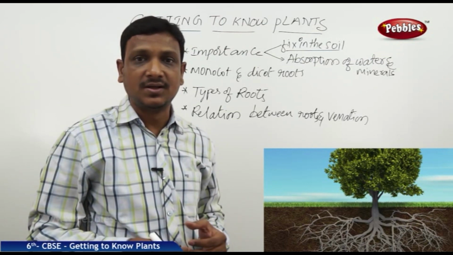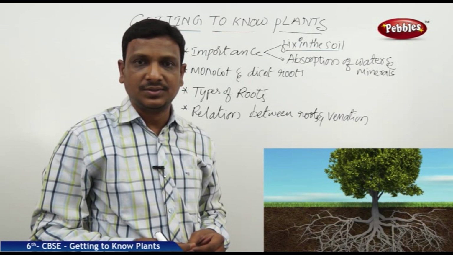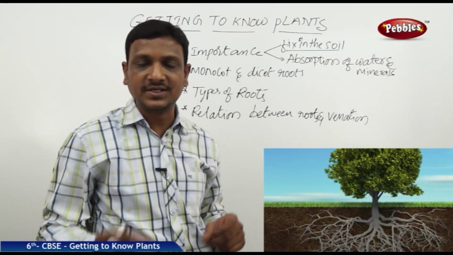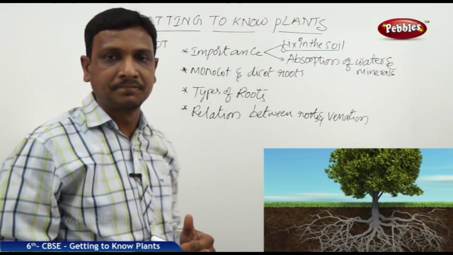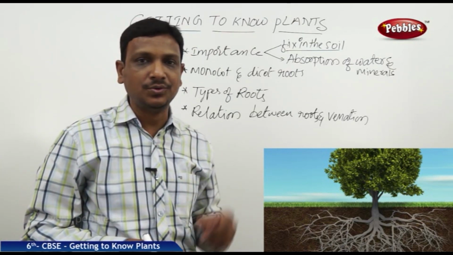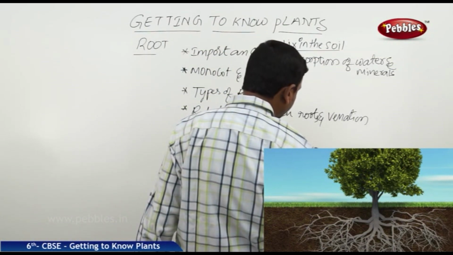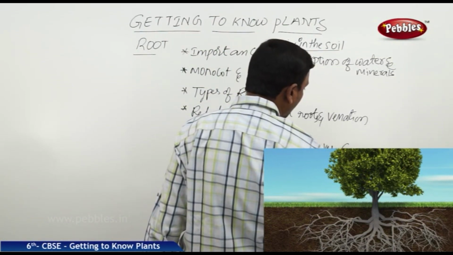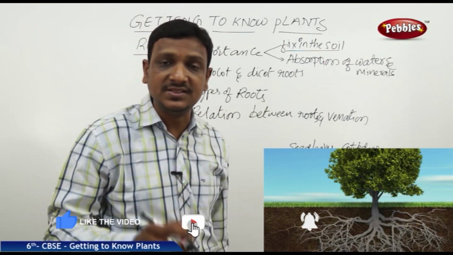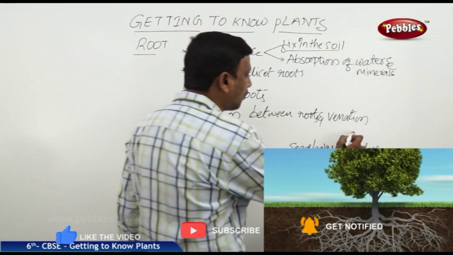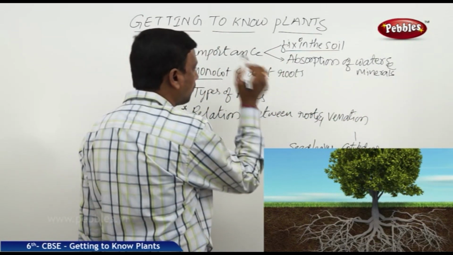Based on the seed type, we divide the plants into two categories, monocot and dicot. If you observe the roots of these two, you will find some difference. You may not know what monocot and dicot are, so I'll let you know. You know the seed structure, seed leaves. You studied seed leaves in your fifth standard; they are technically called cotyledons. Some seeds have only one seed leaf, one cotyledon, and they are called monocot. Some seeds have two cotyledons, and they are called dicot.